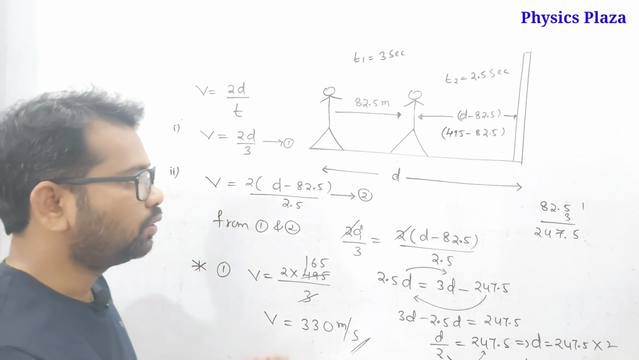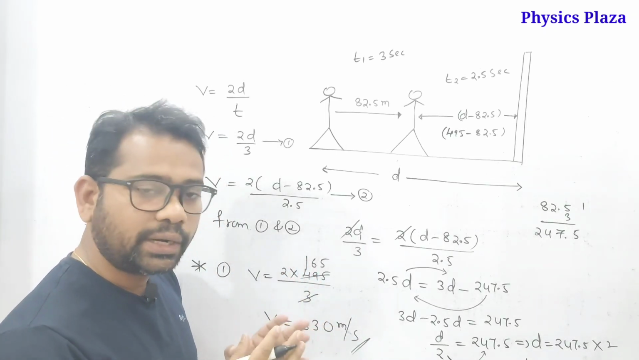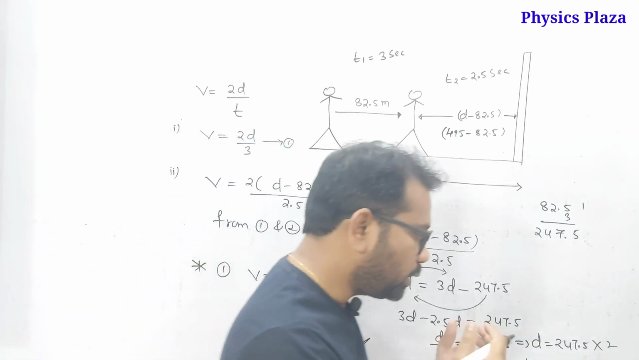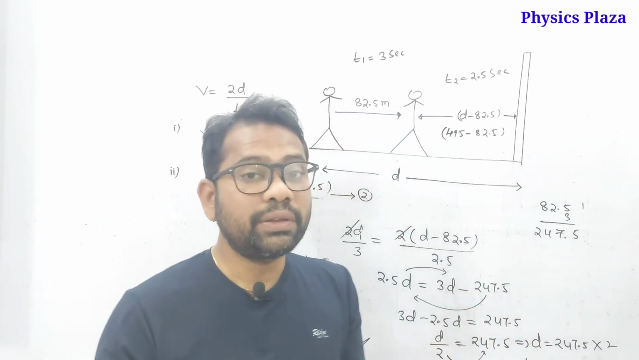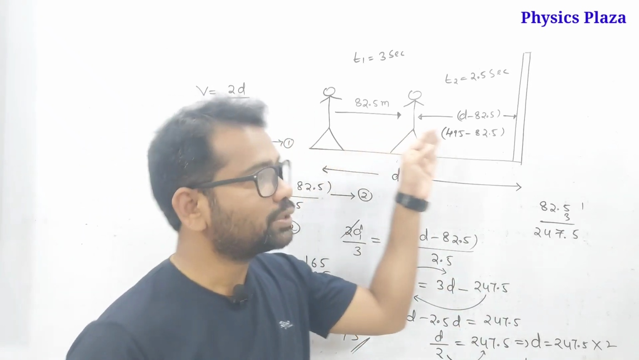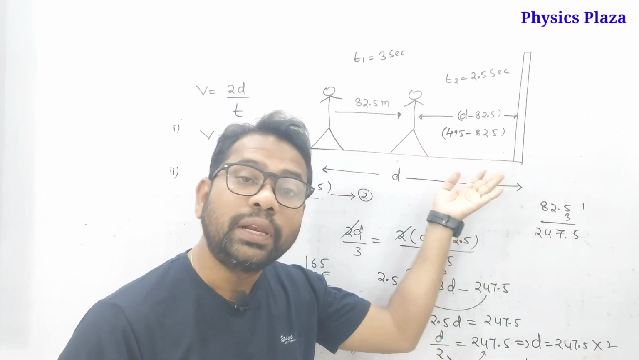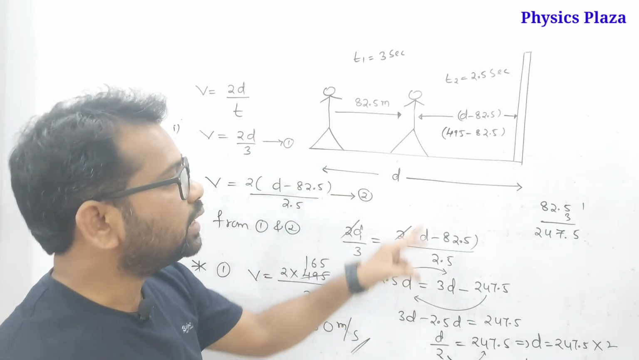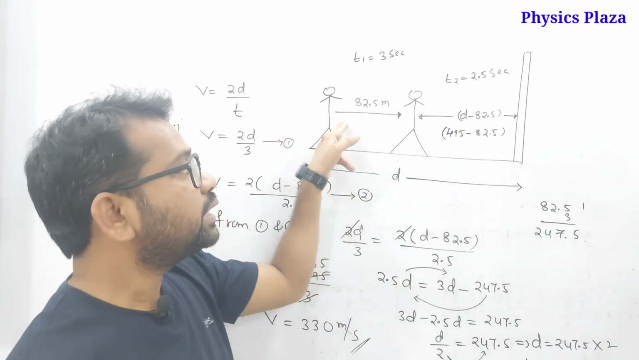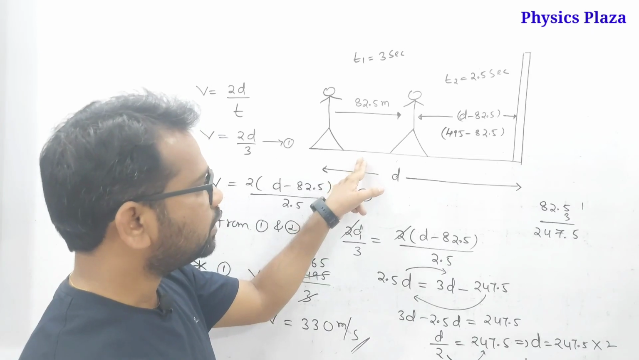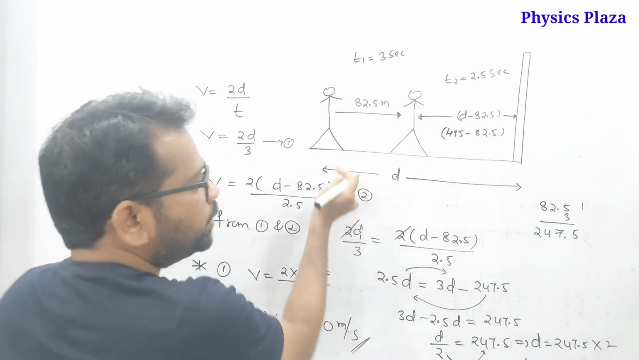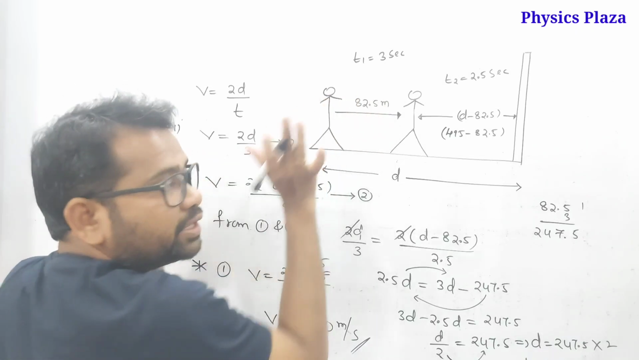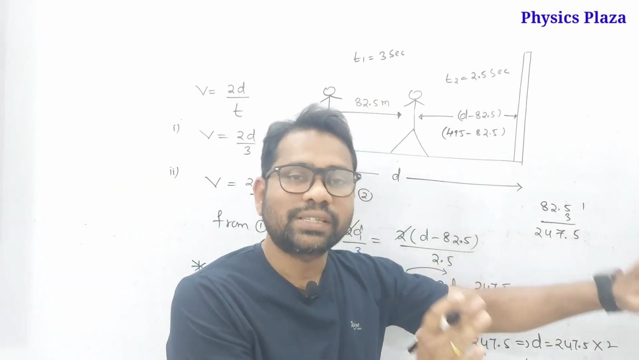This is the third model where the person is initially standing and makes some sound, and he can move a little bit forward, and you know, a question can be given like this. It is not always that the person should move towards the cliff. The person may go a little bit far away from the cliff also. Same concept. But in that case, where here we got d minus, in that case, d plus. For example, with the same numerical, same data, if the person moves a little bit back, then d plus 82.5 meters.